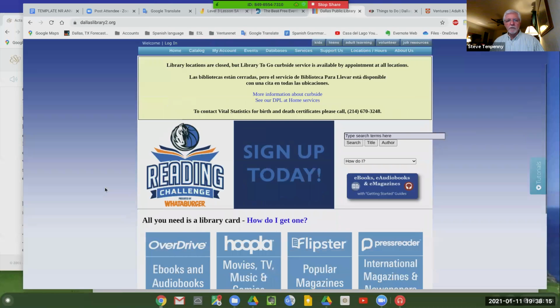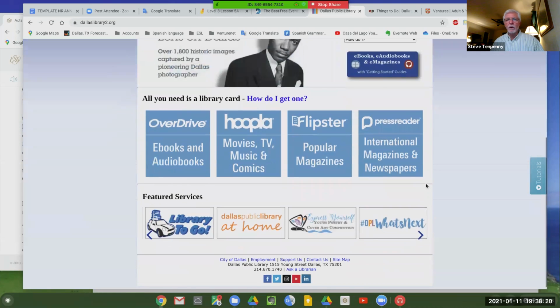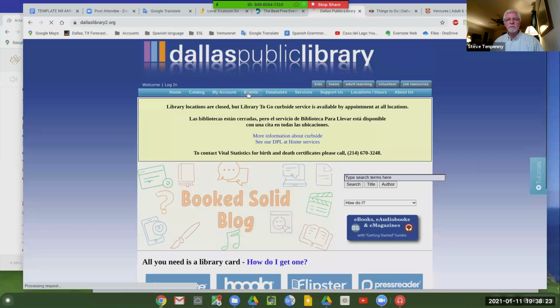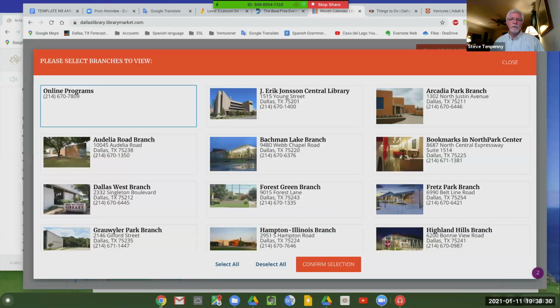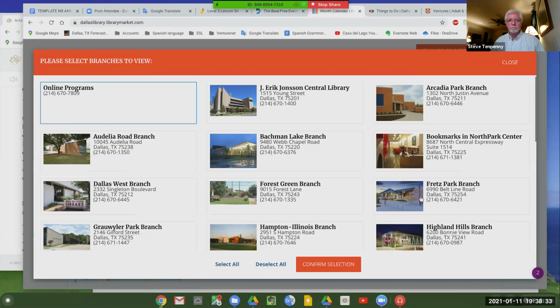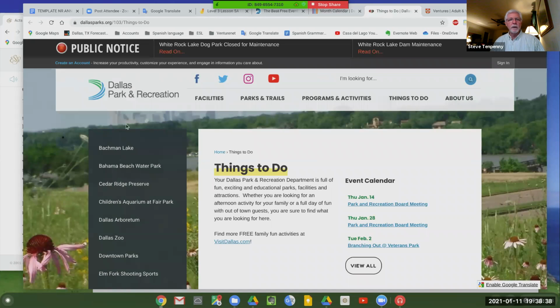But usually they will have different events that they have going on. In fact, here's events right here. Oh, this is their calendar. And then you have to go to different branches. But I just wanted to show you that one. And here's another page. This is Dallas Parks and Recreation. And so they have the things to do area as well.